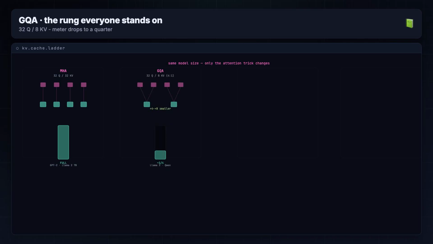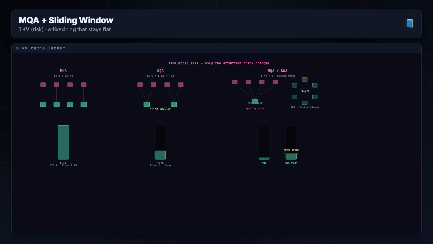Grouped query, same 32 query heads, but only 8 key value heads, drawn as 4 query heads feeding into each shared key value box. The meter drops to a quarter. This is the rung almost every modern model stands on. Two extremes side by side. Multi-query, one key value head for all 32 queries, meter almost empty, but a small red quality risk tag. And sliding window, a fixed size ring of slots, the oldest overwritten, meter capped flat no matter how long the text gets.